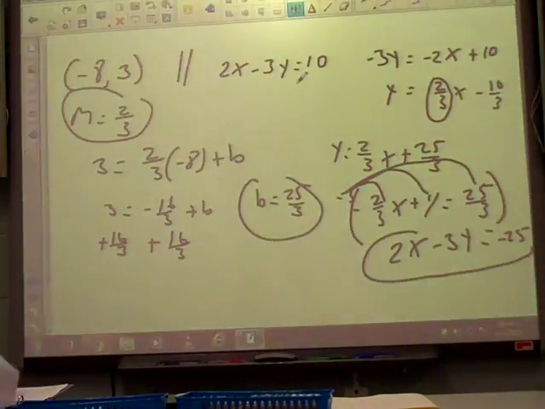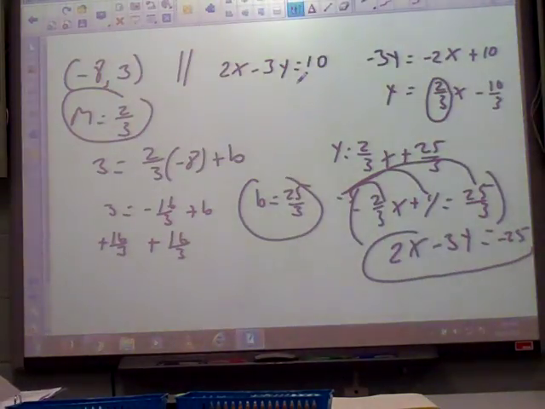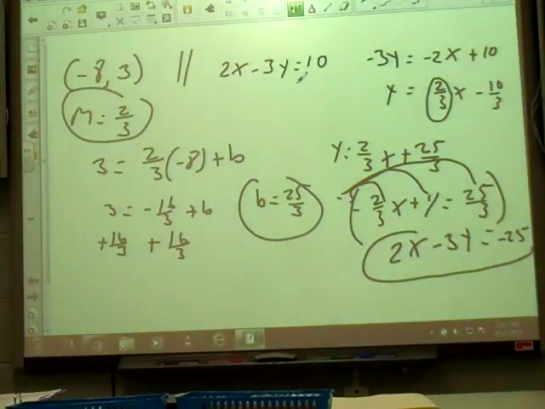Now, do you notice the one that I've got partially circled down there at the bottom? What's similar to the one that it was parallel to? 2x plus 3y is the same. So if you're going to be parallel like that, your A and your B are going to be the same, but you still got to do the work to figure out your C, unfortunately.